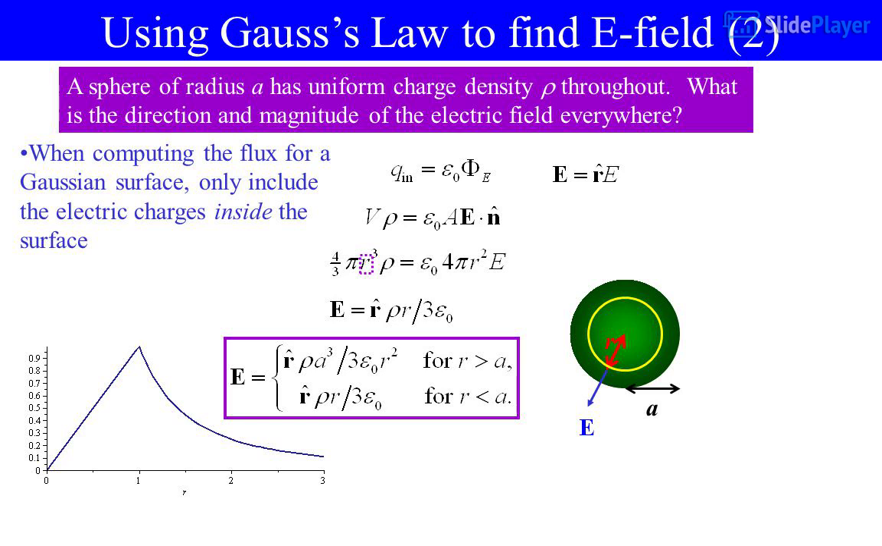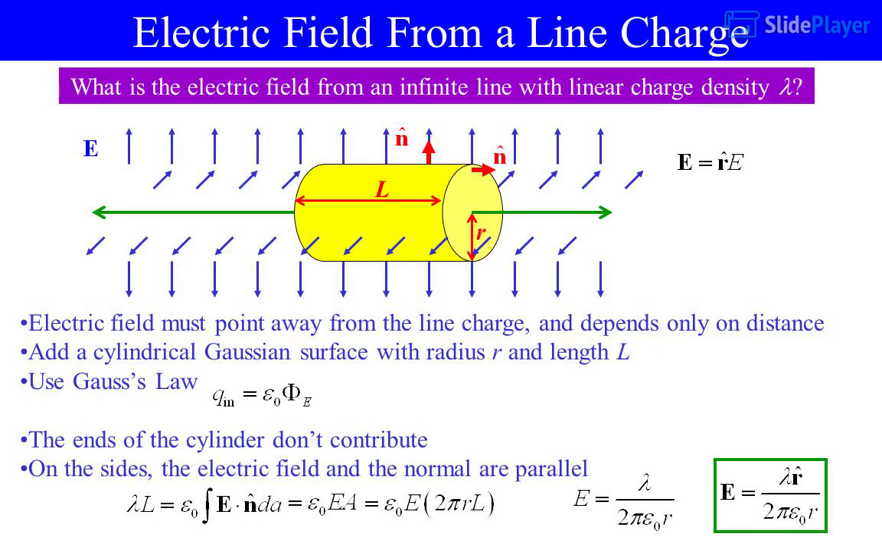Electric field from a line charge. What is the electric field from an infinite line with linear charge density? Electric field must point away from the line charge, and depends only on distance. Add a cylindrical Gaussian surface with radius r and length L. Use Gauss's law. The ends of the cylinder don't contribute. On the sides, the electric field and the normal are parallel.